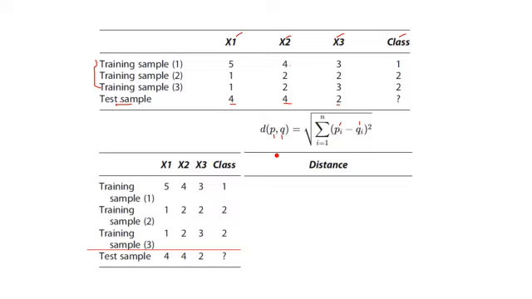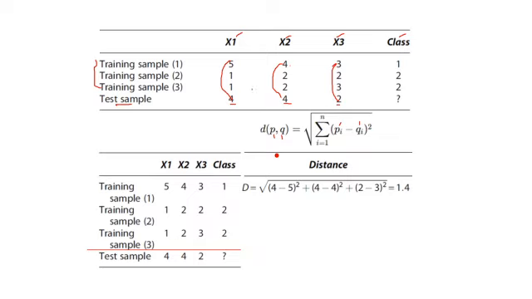Say for measuring the distance between your test sample and training sample 1, it will be x1 of test sample minus x1 of training sample 1, which is (4 minus 5) whole square, plus (4 minus 4) whole square, and then (2 minus 3) whole square, and then we are going to take a square root like this. After taking the square root it becomes 1.4.